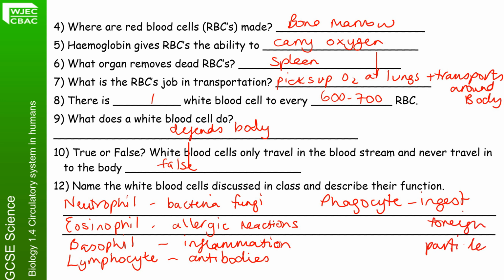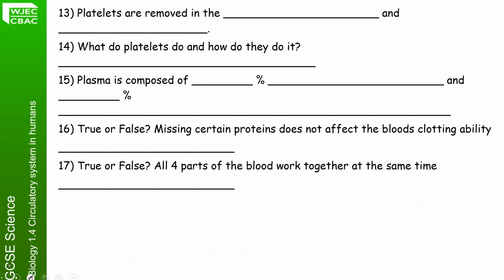Okay, so turn over the page for me, please, to page 23. Our last few questions here before we match up the statements. Platelets are removed in the spleen and also in the liver. The spleen is quite near the liver. What do platelets do and how do they do it? They clot the blood by sticking it together. Basically, they create like a little network of fibres, and that's what causes the clot.